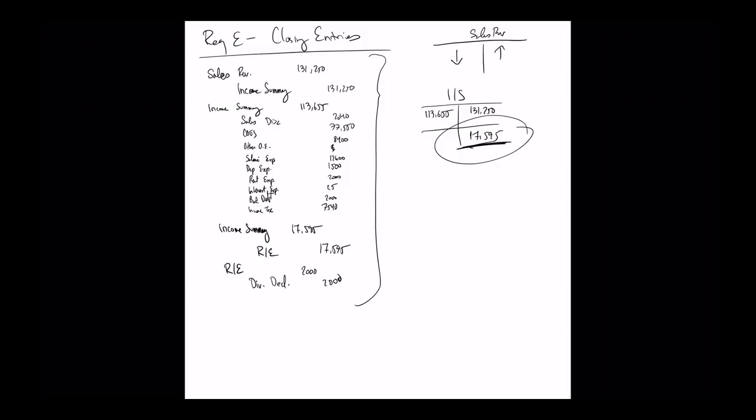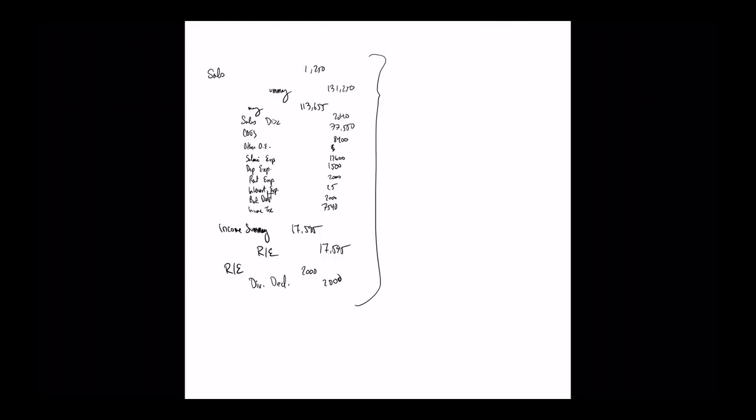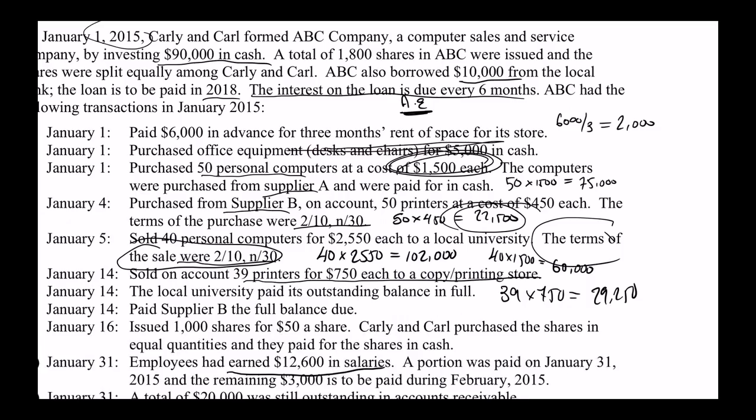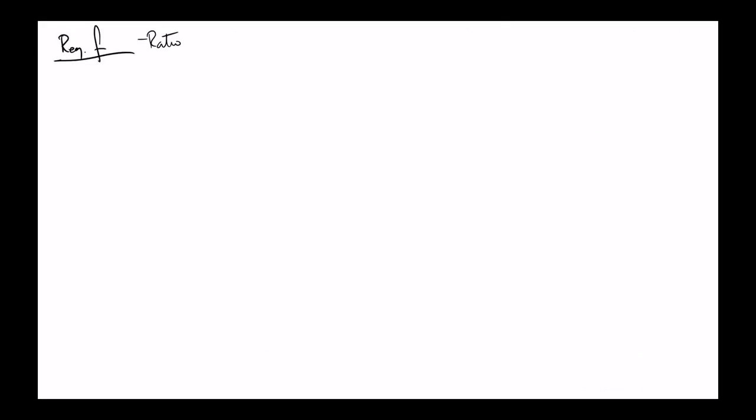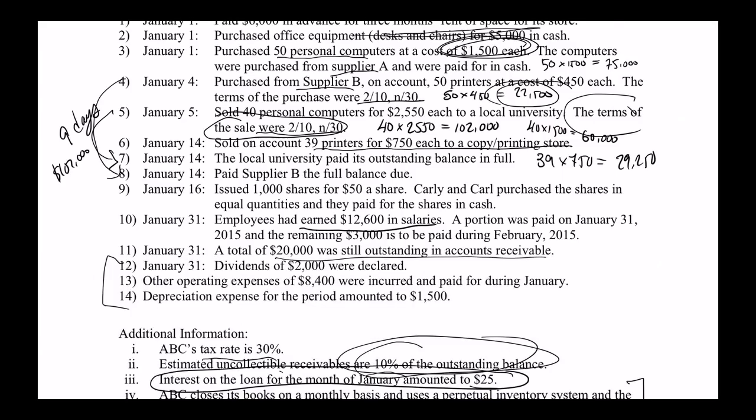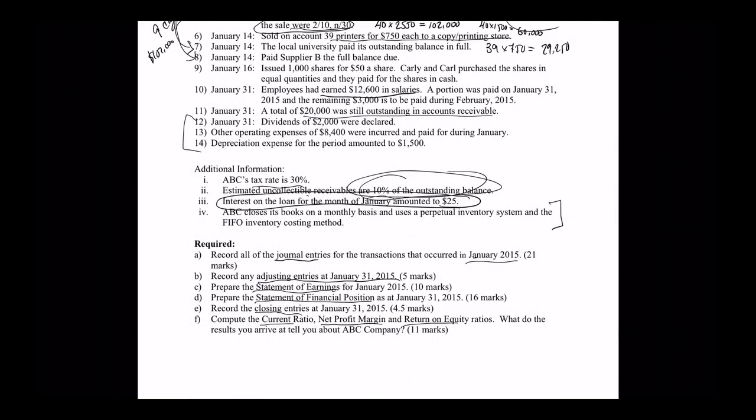And finally, we have to do our ratio analysis. So we're going to clear off this page and we're going to do our ratios. So required F, ratio analysis. Let's look at the required. They ask us to calculate the current ratio, net profit margin, and return on equity ratios. And they ask us, what do the results tell you about ABC company?